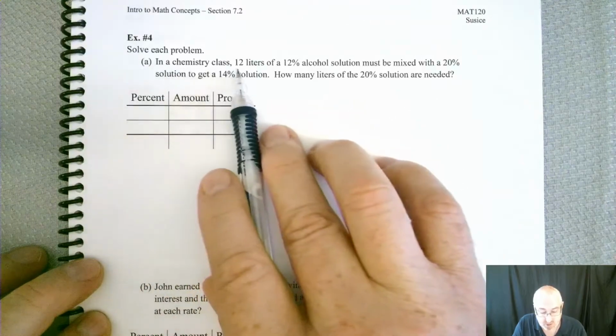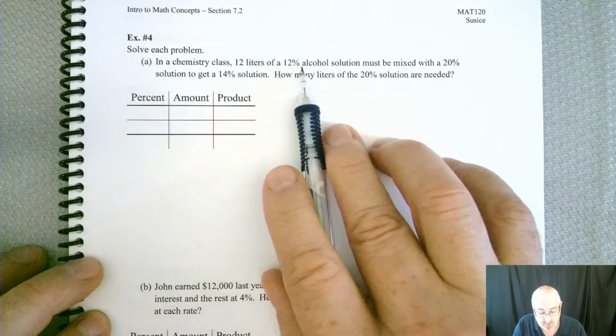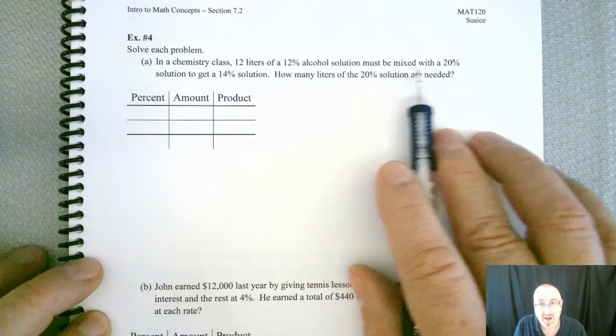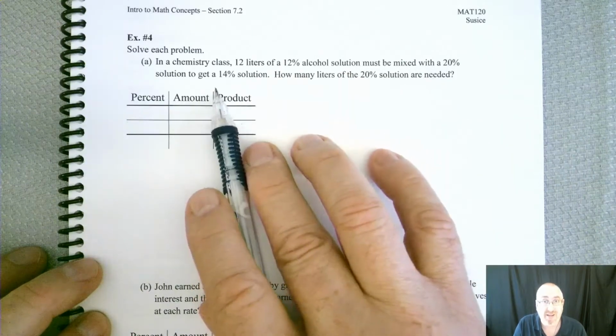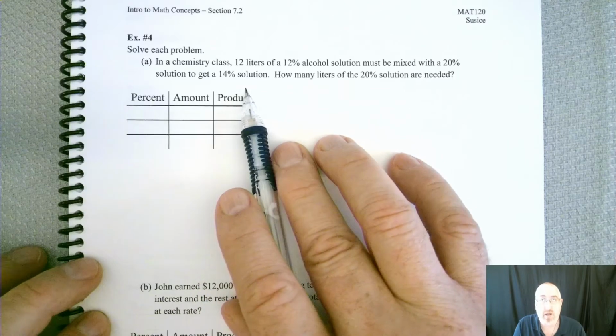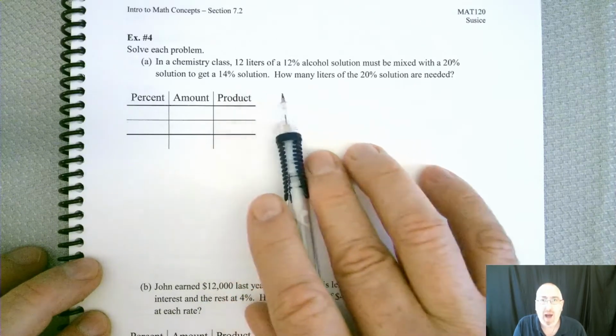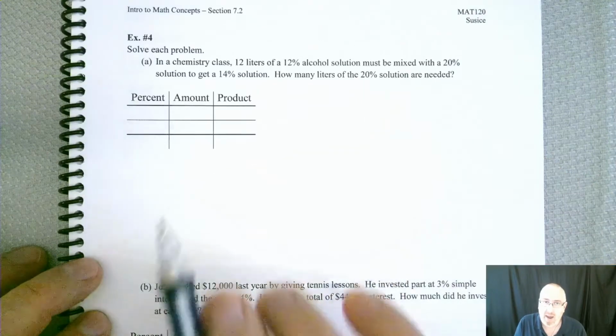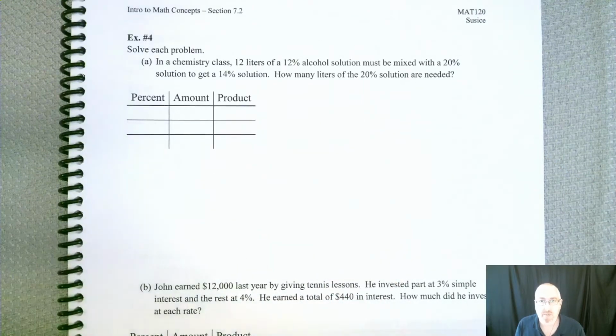In a chemistry class, 12 liters of a 12% alcohol solution must be mixed with a 20% solution to get a 14% solution. How many liters of the 20% solution are needed? Now, I have a table set up here for a reason. It will help you get your equation set up. So we just have to populate this table correctly, and then the equation will kind of put itself together for us. So let's take a look.